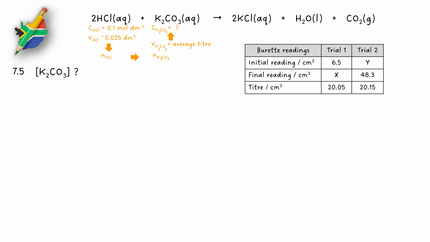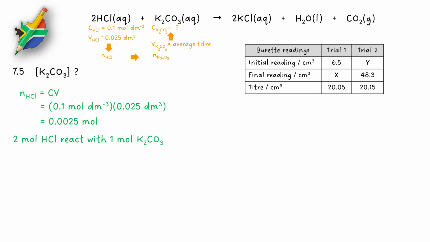And then we can find the concentration of the potassium carbonate solution using its moles and its volume, which is the average titer. So we can start by taking the concentration times the volume of the acid, and we get 0.0025 moles of acid reacted.